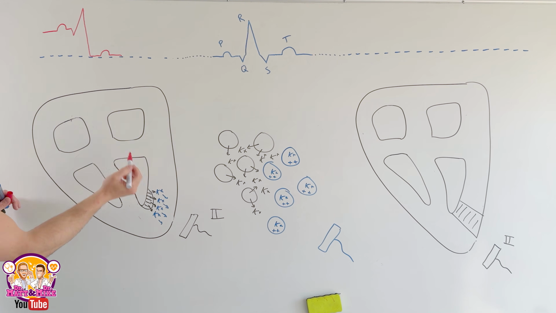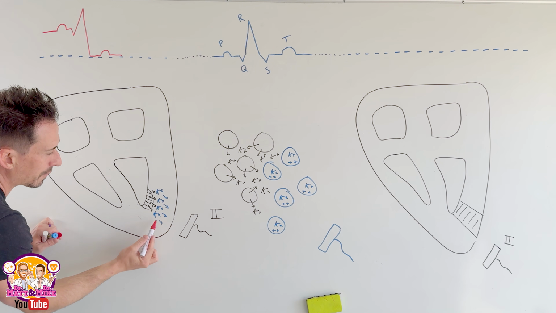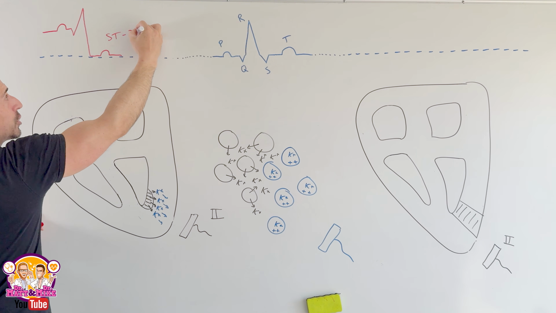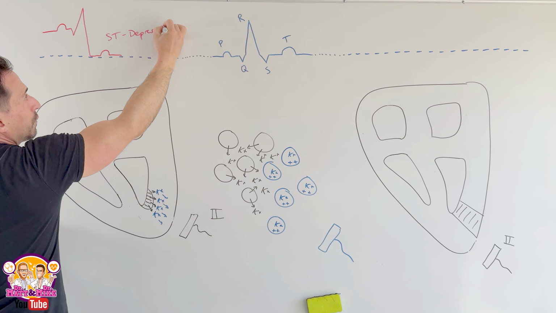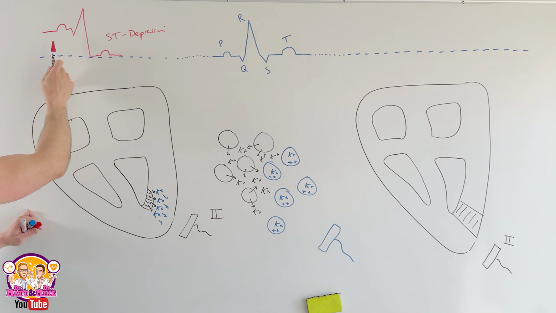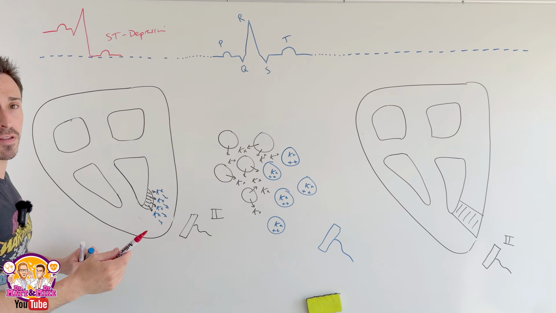So what we get in a subendocardial infarct is that you get what looks like an ST depression. But in actual fact, it's not an ST depression, it's a PQR elevation. It's an everything else elevation.